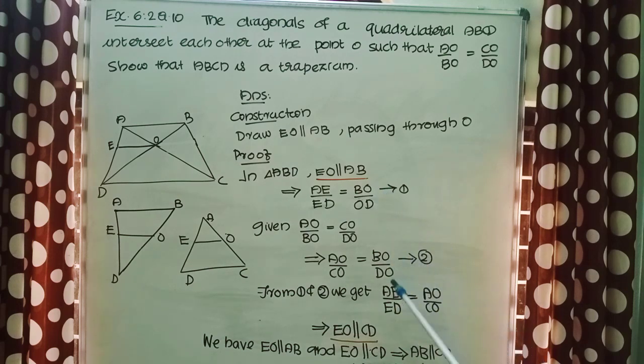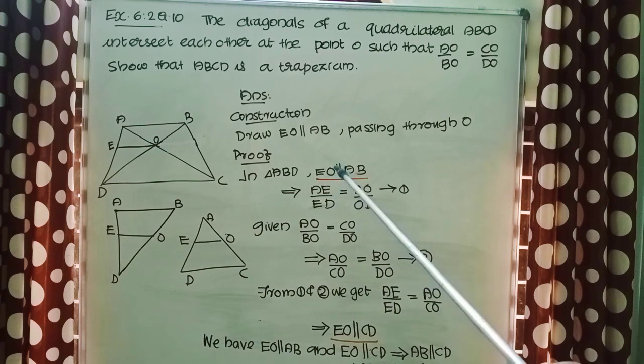Now you see this equation number 1 and 2. BO by DO is common. So from 1 and 2 we get AE by ED equal to AO by CO. Now you consider the second triangle. We have this result AE by ED equal to AO by CO. So we can conclude this EO parallel to CD.